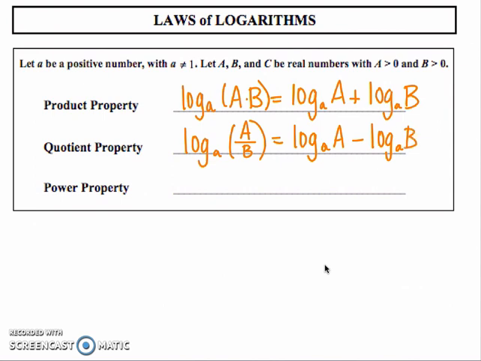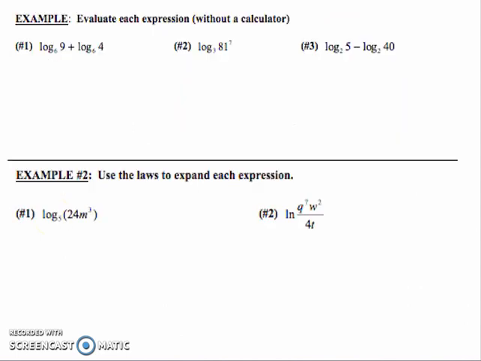And then finally we have our power property. Log base a of A to the C power. You can bring that C power in front of the log and it becomes a coefficient of the log. So C times log base a of A. So those are the three properties that we're going to be using, and we're going to practice evaluating, expanding, and condensing using those properties. Our first few examples are to evaluate each expression without a calculator.